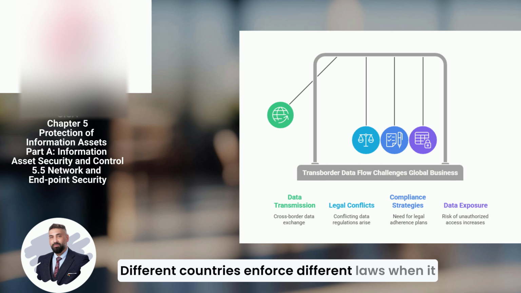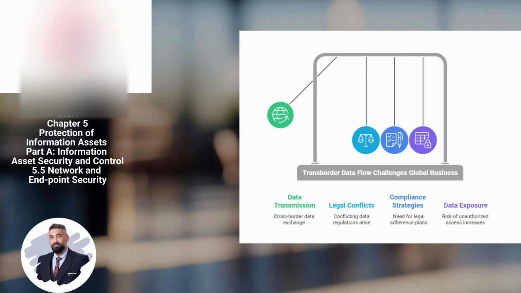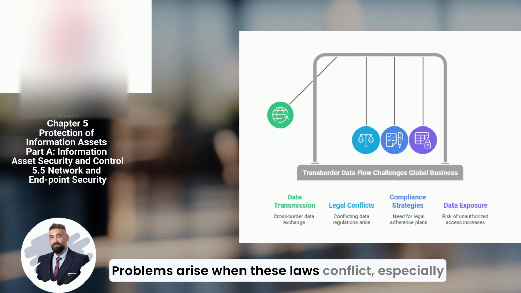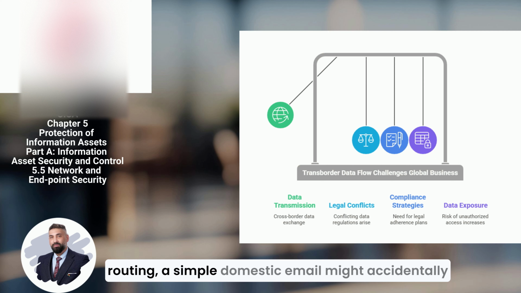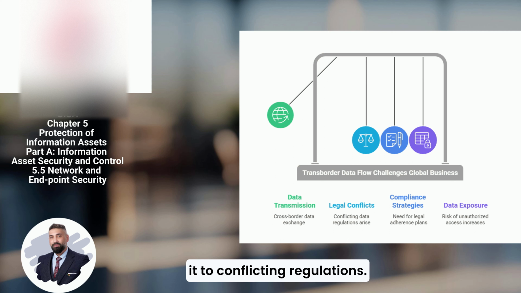Different countries enforce different laws when it comes to data security, encryption, and privacy. For instance, some nations regulate which encryption methods can be used or enforce strict protections on personal information. Problems arise when these laws conflict, especially when your data takes an unexpected route thanks to the unpredictable nature of internet routing. A simple domestic email might accidentally hop through servers in another country, exposing it to conflicting regulations.